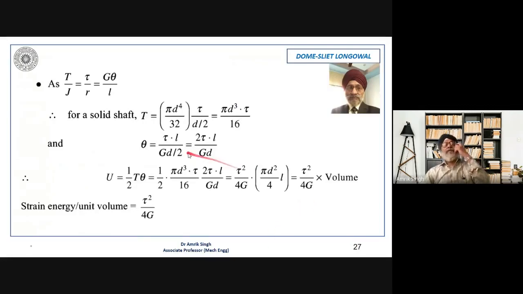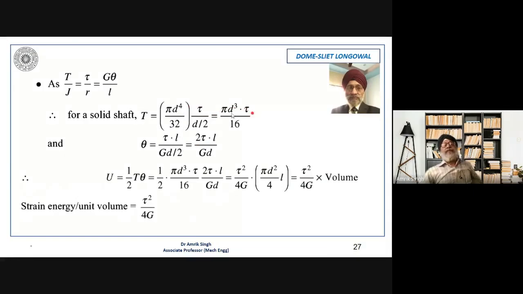So we can make use of the torsion equation, that is T by J is equal to tau by R is equal to G theta upon L. So for a solid shaft, we can use the first part of the equation, that is T is equal to J. What is the value of J? That is pi d^4 upon 32, and tau, and instead of R we can put the value d by 2. So we can solve this.